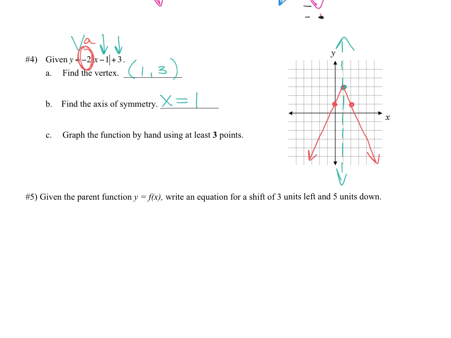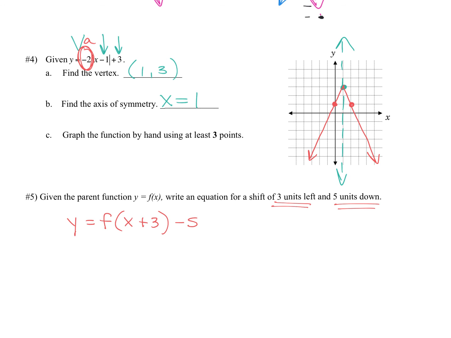Okay, last thing. Given the parent function y equals f of x, write an equation for a shift of 3 units left, 5 units down. So y equals f of what? 3 to the left would be positive, right? x plus 3 is inside. Then what? Minus 5. Okay.